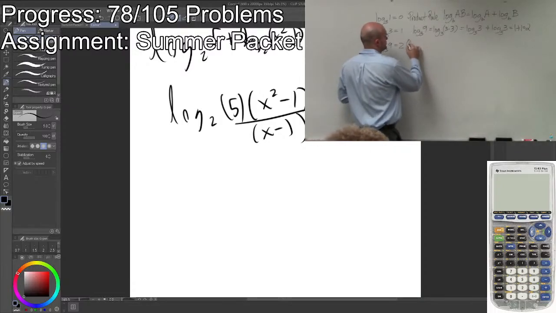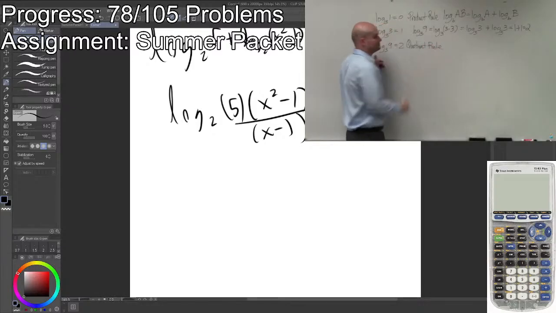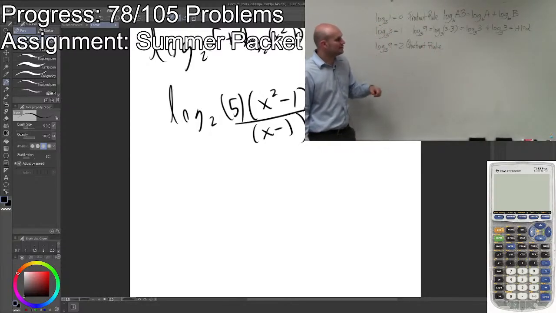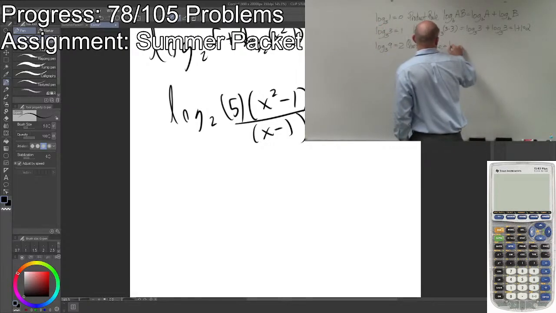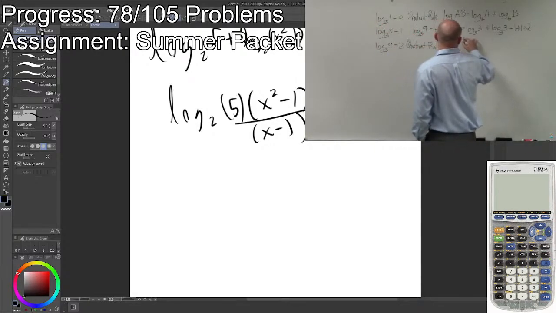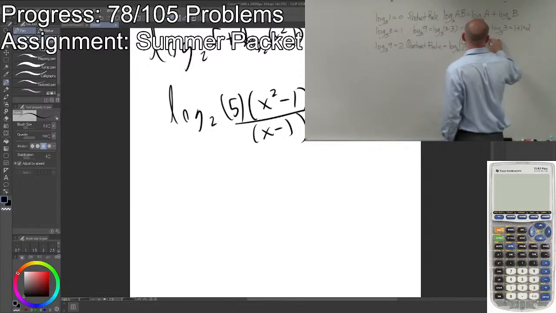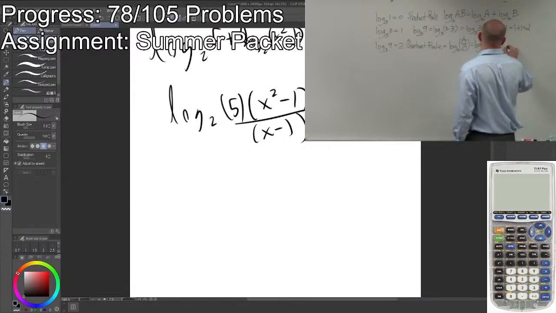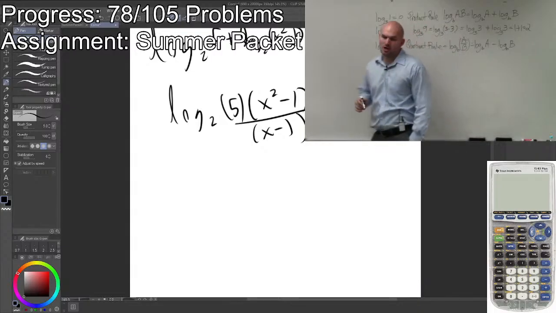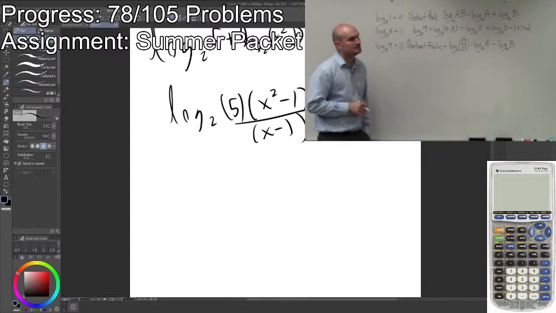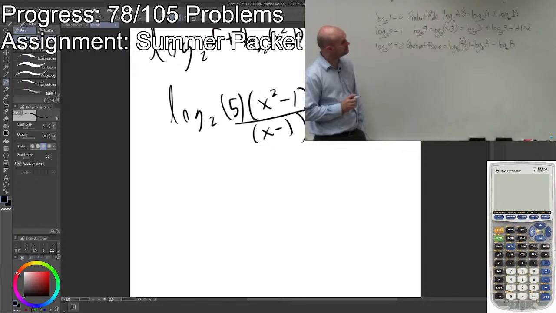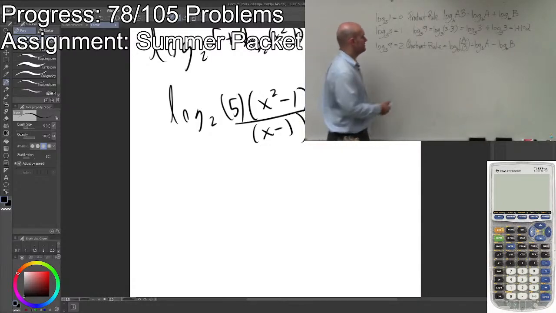So let's go to the quotient rule. The quotient rule basically states if you have a logarithm, base b of a over b, we can rewrite that as the difference of two logarithms with the same base: log of a minus log of b. Right? Again, let's do an example.